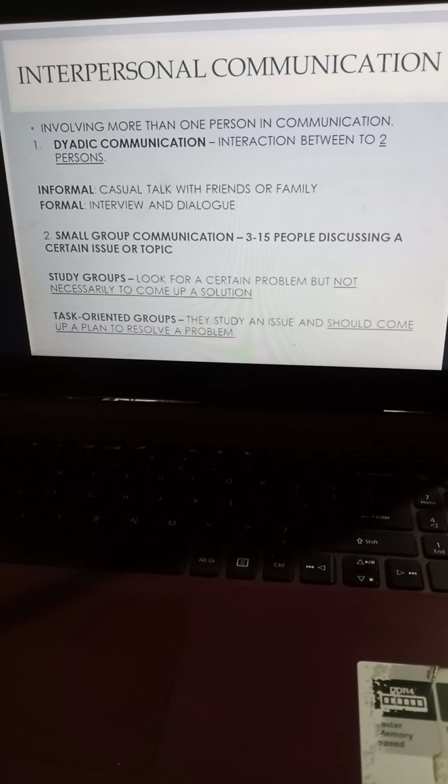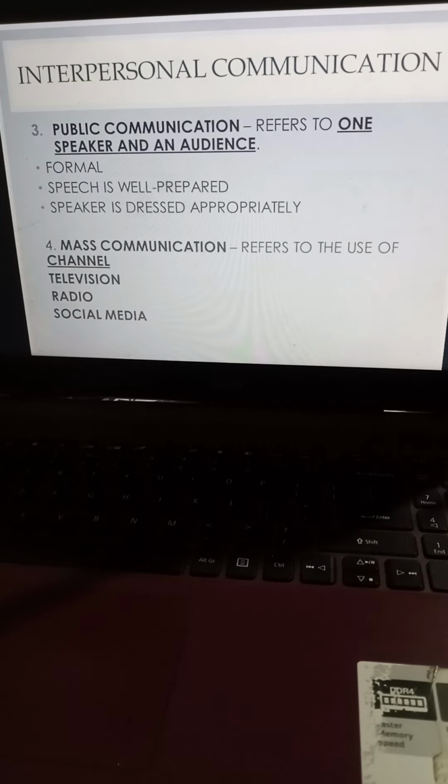So study groups are those who look into a certain problem but not necessarily to come up with a solution, while task-oriented groups are those who study an issue and should come up with a plan to resolve the problem. So again, small group communication, 3 to 15 people discussing a certain issue or topic. They can also share their opinions or ideas with each other. So there is no one speaker only, but all are able and allowed to express their opinions or perceptions or ideas.